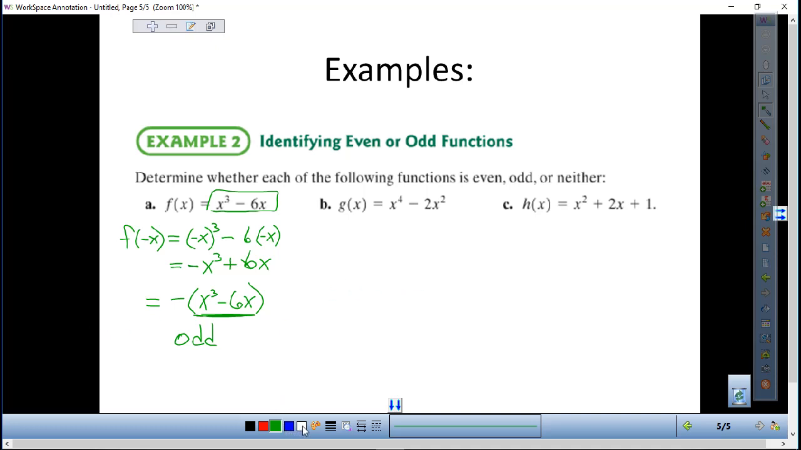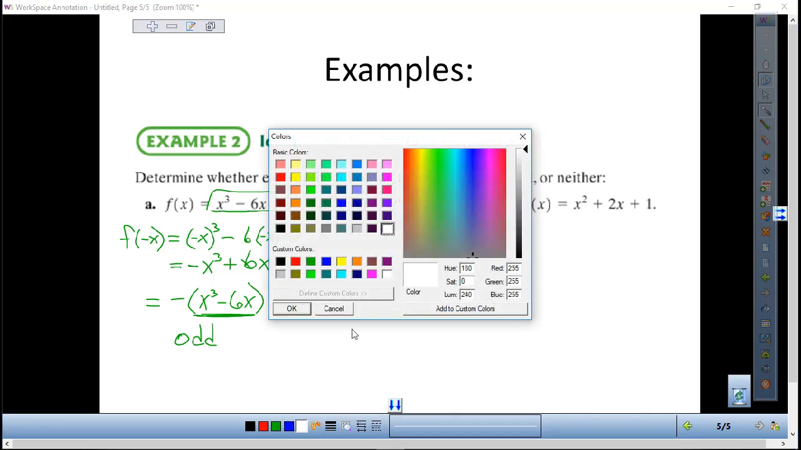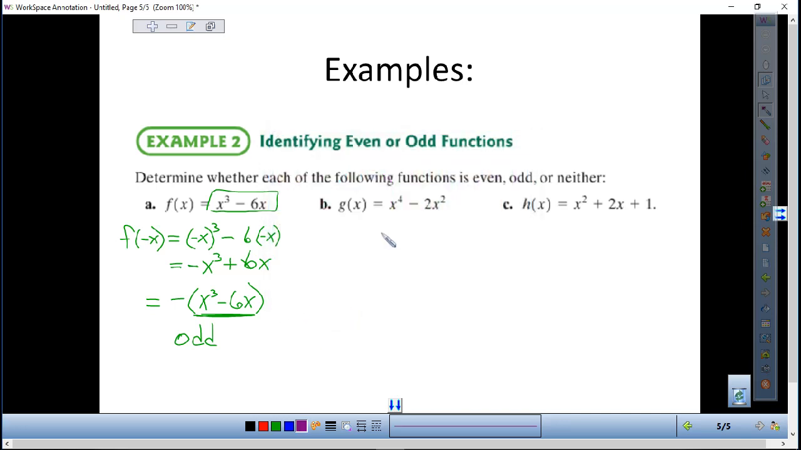All right, let's look at, let me get one of my better colors here. All right, so let's look at g of x and determine if it's even, odd, or neither. So with g of x, I'm going to find g of negative x and evaluate it. So what happens is I put in a negative x here, negative x raised to the fourth power minus 2 times negative x, quantity squared. Remember, just plugging in the negative x everywhere I got an x.